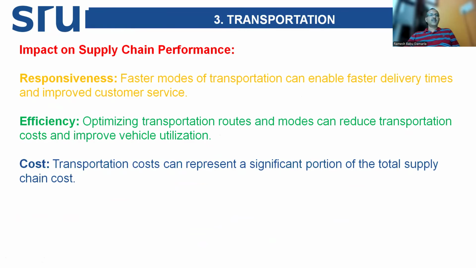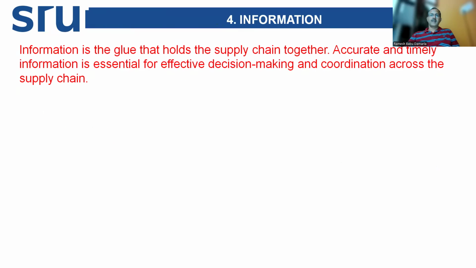How does transportation impact supply chain performance? That is through responsiveness, efficiency, and cost. How does it affect responsiveness? Faster transportation can enable faster delivery times and improved customer service. Selecting the right mode will definitely lead to quick delivery of the product. Efficiency. Optimizing transportation routes and modes can reduce transportation costs and improve vehicle utilization. Transportation costs can represent a significant portion of the total supply chain cost, so we need to control transportation cost to reduce the total supply chain cost. Thereby, the company can place its product in the market at a competitive price.